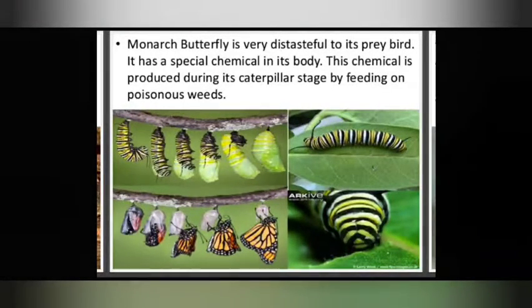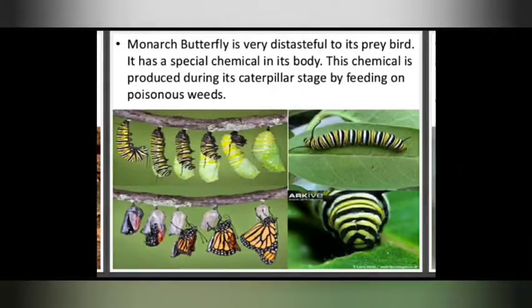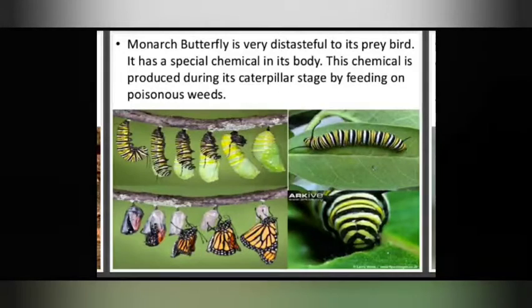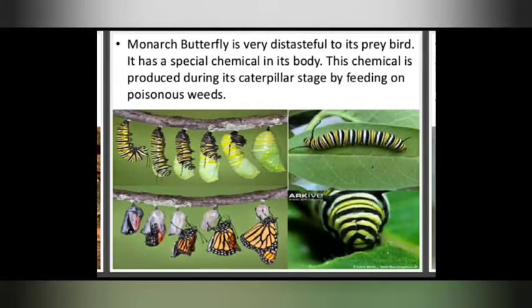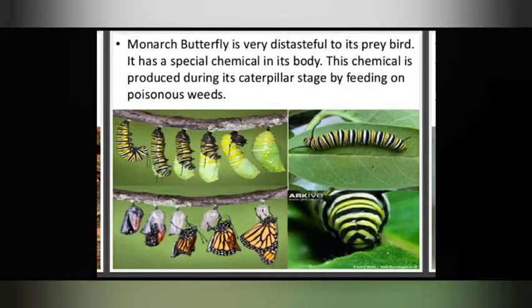Similarly, the monarch butterfly is very distasteful to its predator birds. It has a special chemical in its body, and this chemical is produced during its caterpillar stage by feeding on poisonous weeds.